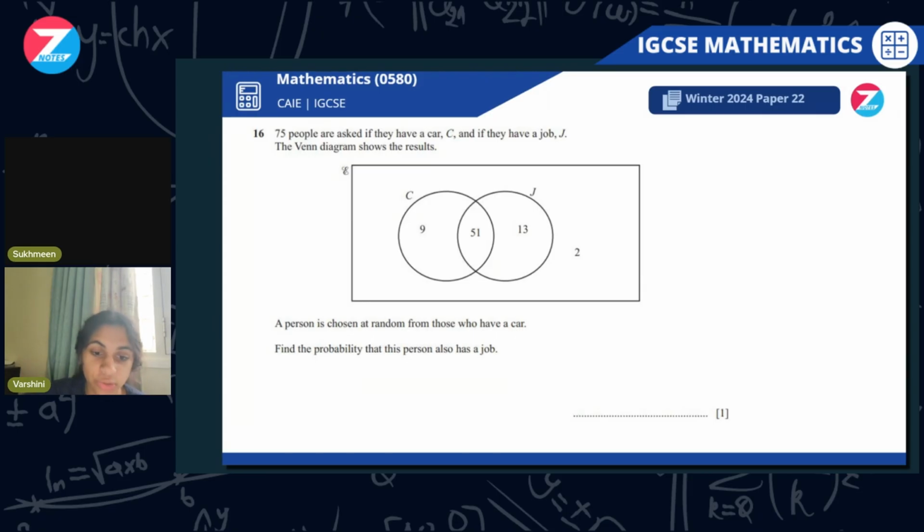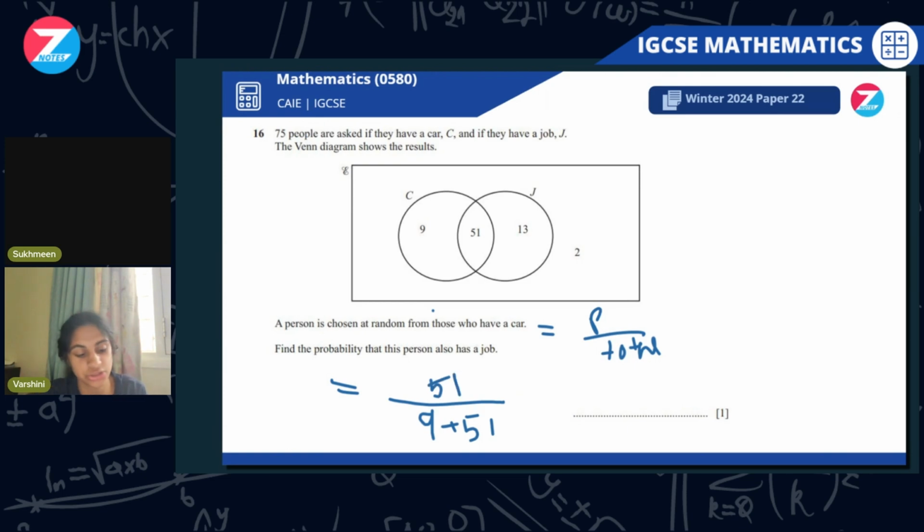So for this, it's going to be the probability that it's chosen from those who have a car. So the person is chosen out of this. So the total is going to be 9 plus 51. We know that for probability, it's going to be part by total. The total is 9 plus 51 because it's out of those who have a car. We want the probability that they do have a job, which is going to be 51.